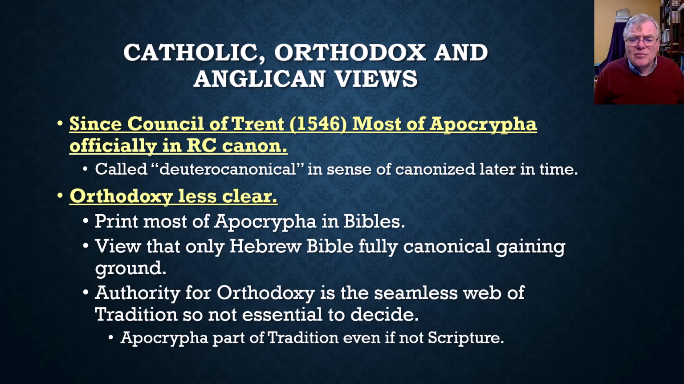Authority for orthodoxy, as it turns out, is the seamless web of tradition. And so, because the deuterocanonical books are a part of the tradition, well, whether it's scripture or whether it's tradition, it's kind of a seamless web, and you don't have to insist on deciding which books are in the canon, which books are not, as long as they're a part of the overall tradition.